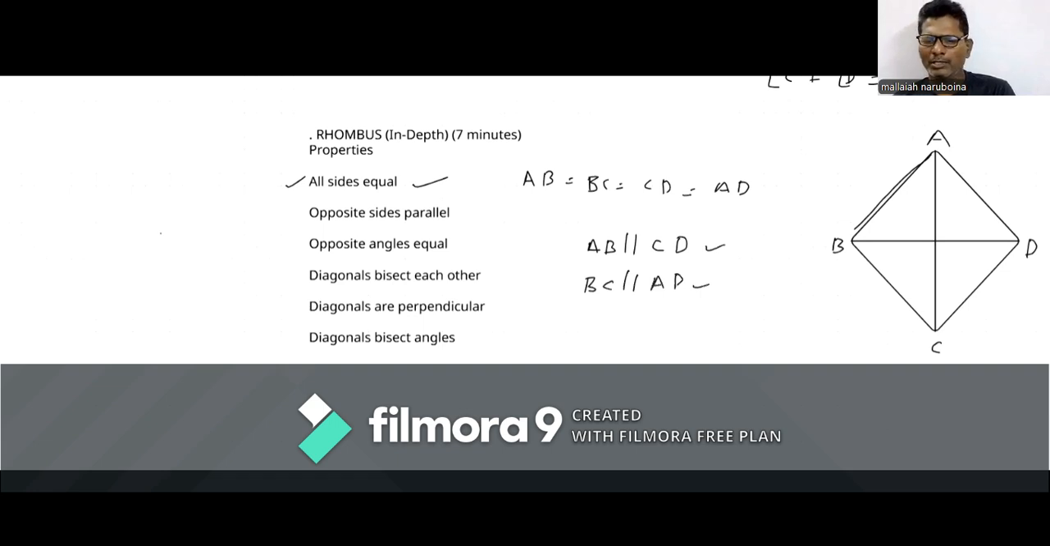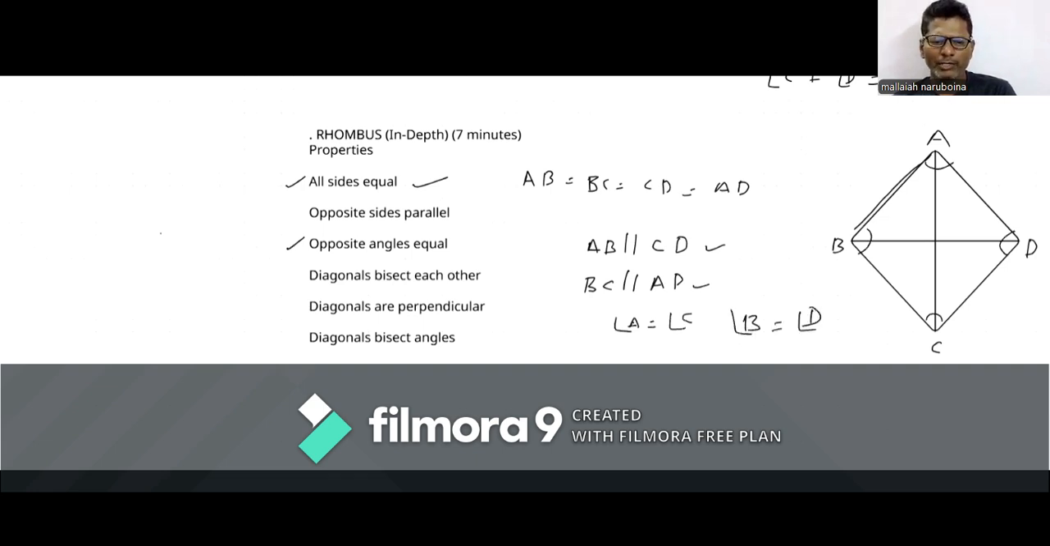Opposite angles are equal. That means angle A is equal to angle C, and angle B is equal to angle D. So opposite angles are equal in rhombus.